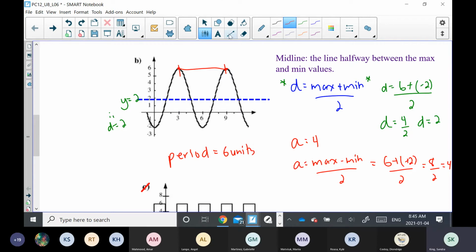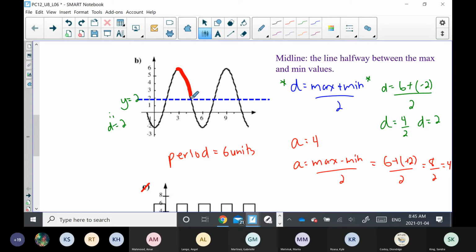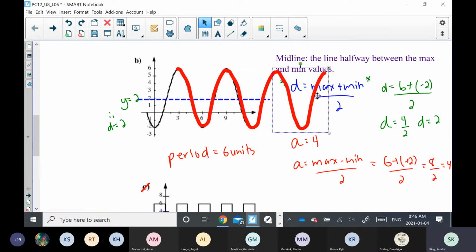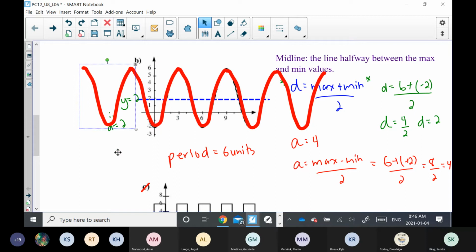I'm going to show you, a couple of things. If I was to trace that again to show you, and then I'll show you the period from the other way. Okay, so that is the interval, and that interval is 6 units. And then that will just keep going forever. And hopefully what you see is it can go in both directions. Okay, so that's one way that you could get the period.